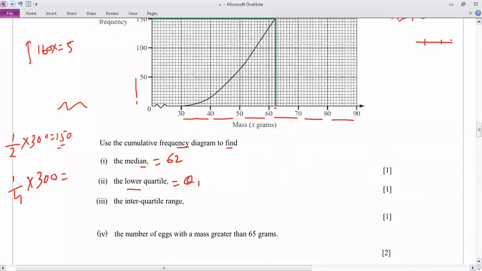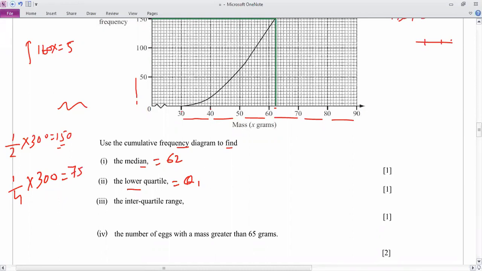What will it be? Calculator, let me know, please. 75. Yes, 75.